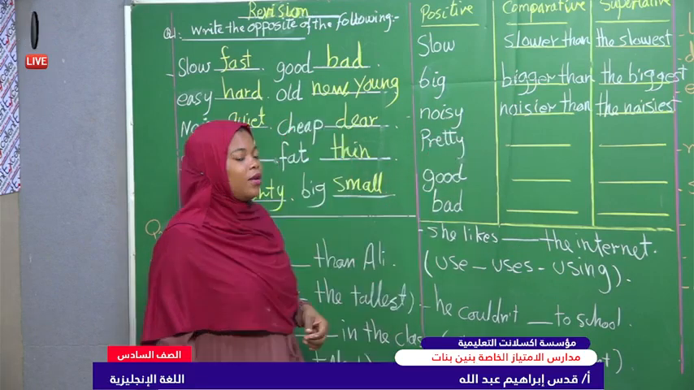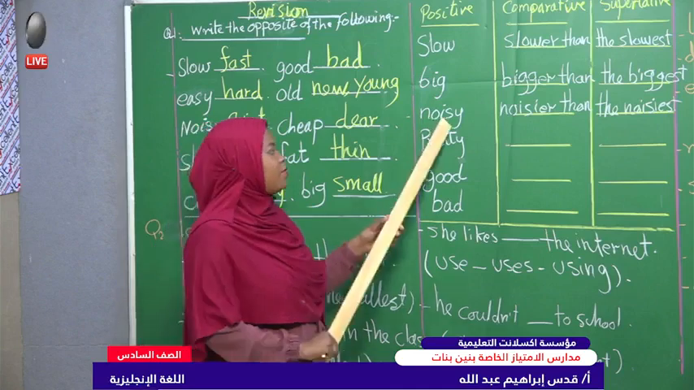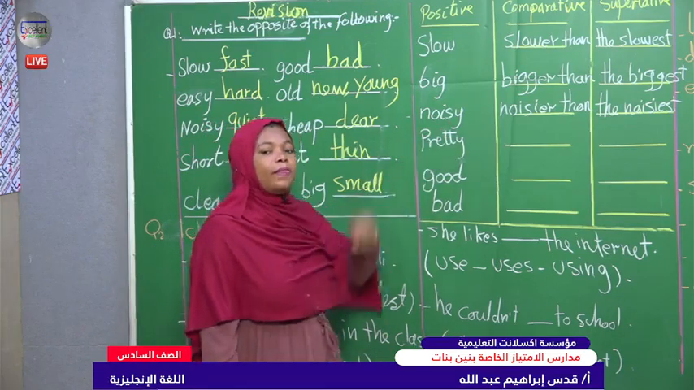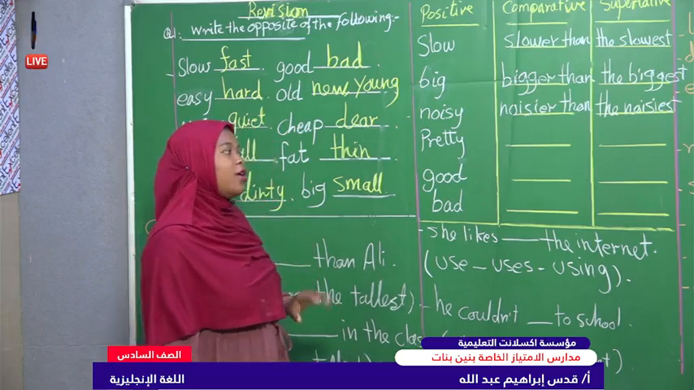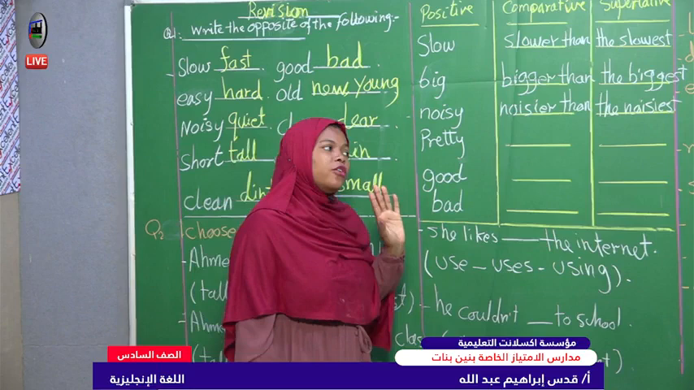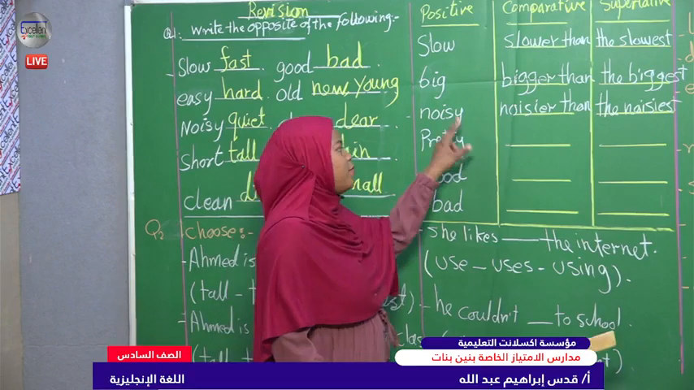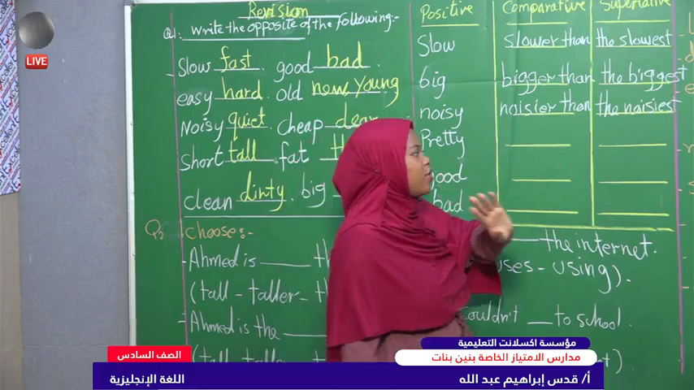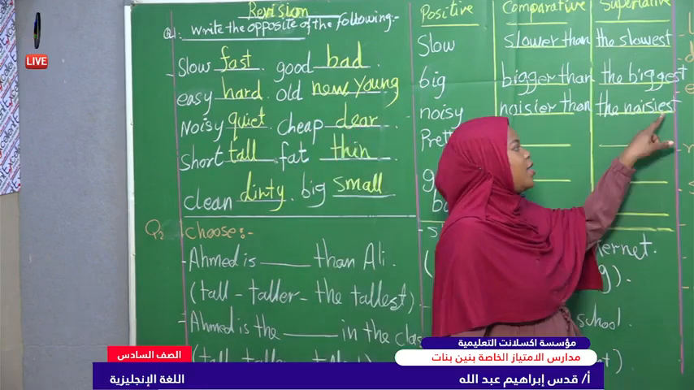If the adjective ends with Y, I should look at the letter before the Y. If it is a consonant letter, I'm going to drop the Y and add IER. And here the same thing, I'm going to add IEST.